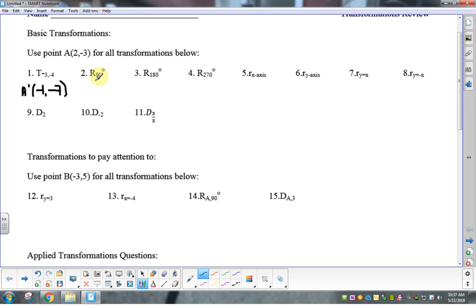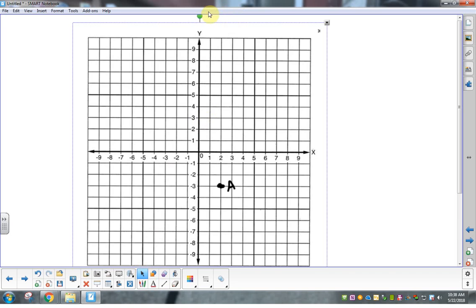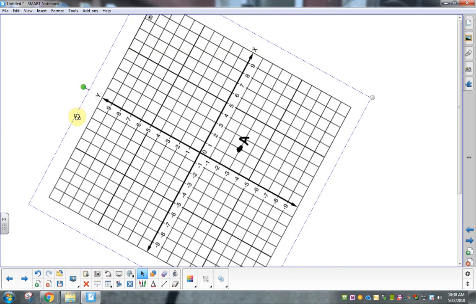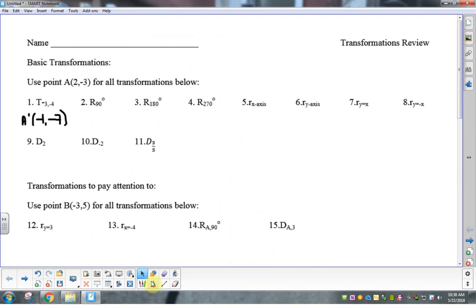Now I'm rotating 90 degrees, 180, and 270. So I want to just quickly show you. I would get scrap graph paper, and I would see that the A is here. And I would flip this over. So I would rotate it 90 degrees to the left. So once I have 90 degrees to the left, I would see that I'm at (+3, +2). So that is this point.